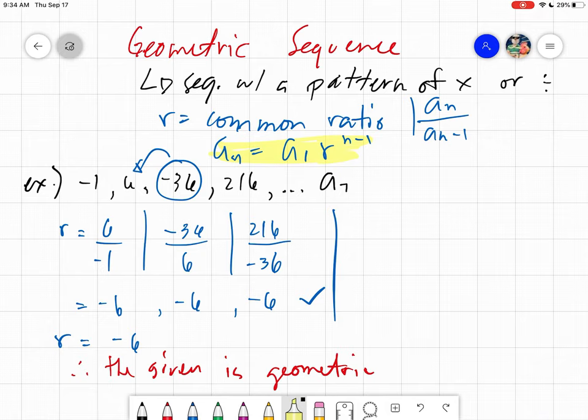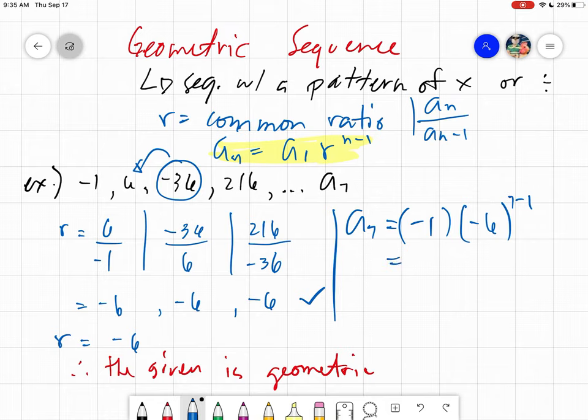So, let's try to solve now a sub 7. So, a sub 7 would simply have the values of the a sub 1, which is negative 1. We always put a parenthesis. And our r is just simply negative 6. And our n is 7. So, this is 7 minus 1. Okay? So again, basically, ang ginagawa ko lang dito is substitution. Something that is not new to you. Dapat alam niyo na yan.